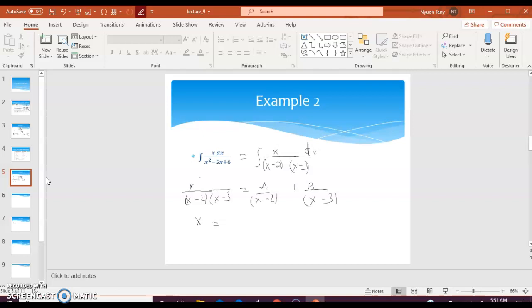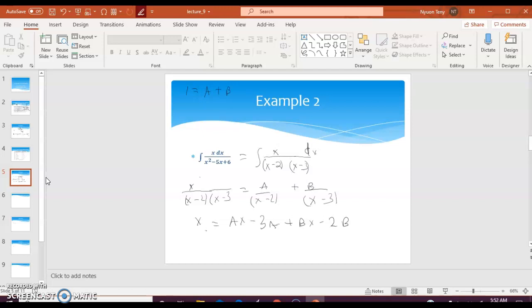then we're going to get x equals Ax minus 3A plus Bx minus 2B. So that means we are going to equate the coefficients of x together. We're going to have 1 equals A plus B, because the coefficient of x here is 1.